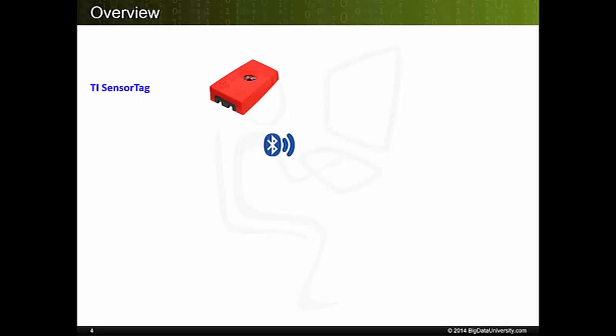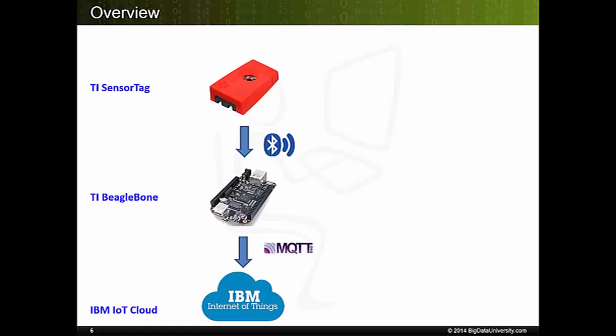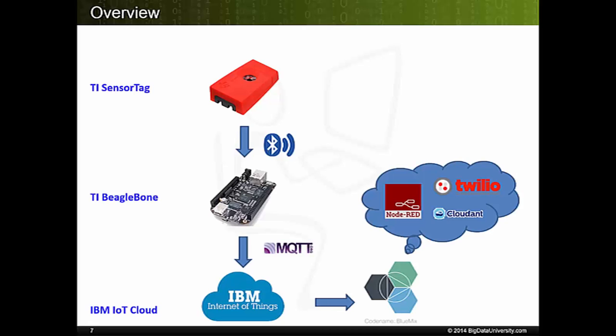Overview. So we have the TI Sensortag sending the data through Bluetooth Low Energy to the Beaglebone. The Beaglebone is receiving the data and publishing the data in the IBM IoT Cloud via MQTT. MQTT is a very effective internet protocol, especially for IoT. So once the data from the TI Sensortag is in the IBM IoT Cloud, we can use Bluemix to create IoT applications. In Bluemix, we can use services such as the Cloudant and use the Node-RED editor.